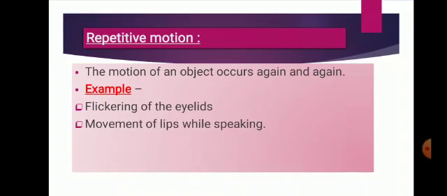Next is repetitive motion. Sometimes we observe that the motion of an object occurs again and again. Such type of motion is called repetitive motion. For example, flickering of eyelids, movement of lips while speaking, hands of a man rowing a boat, fingers of a person playing on the tabla or piano. So these are repetitive motions, meaning the motion that occurs again and again. Okay.